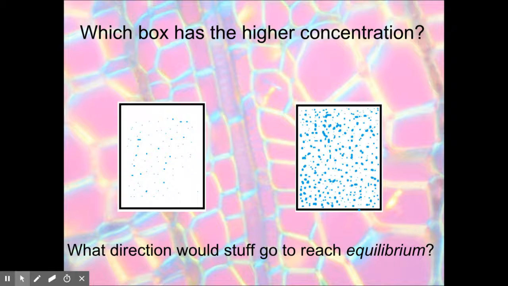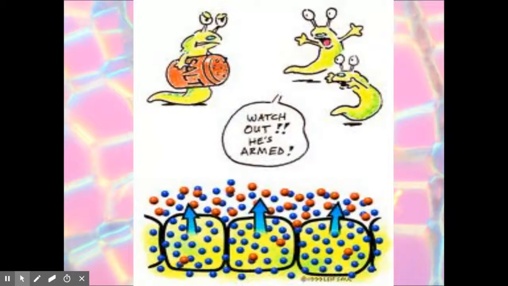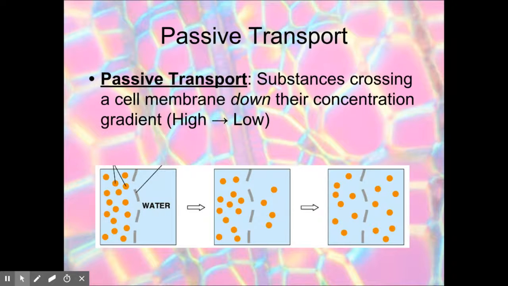And the first kind that we're going to talk about is called passive transport. There's a cartoon here. You're not going to understand it. We'll come back to it. So write this down, and then we're going to talk about it.